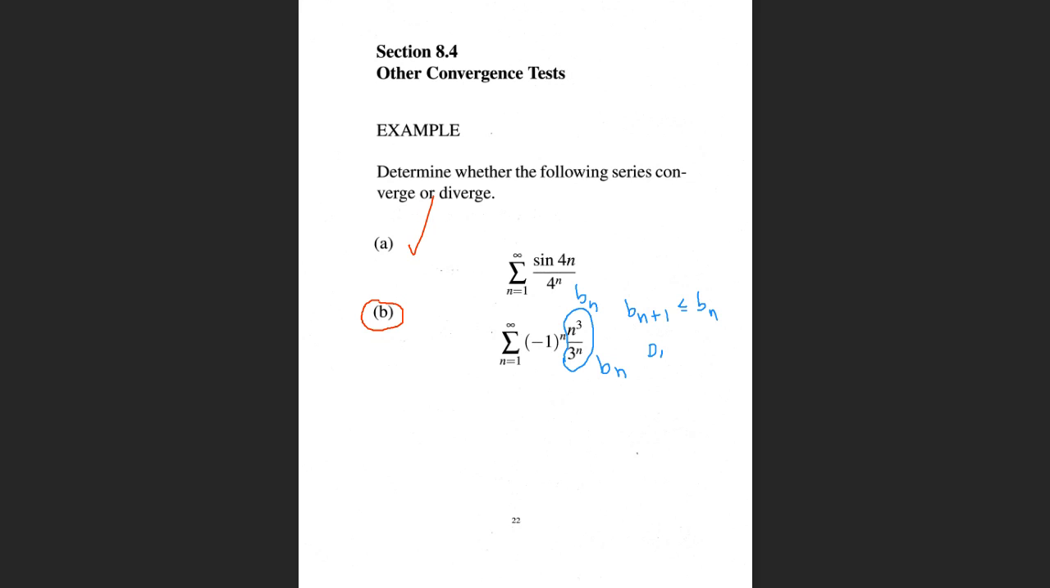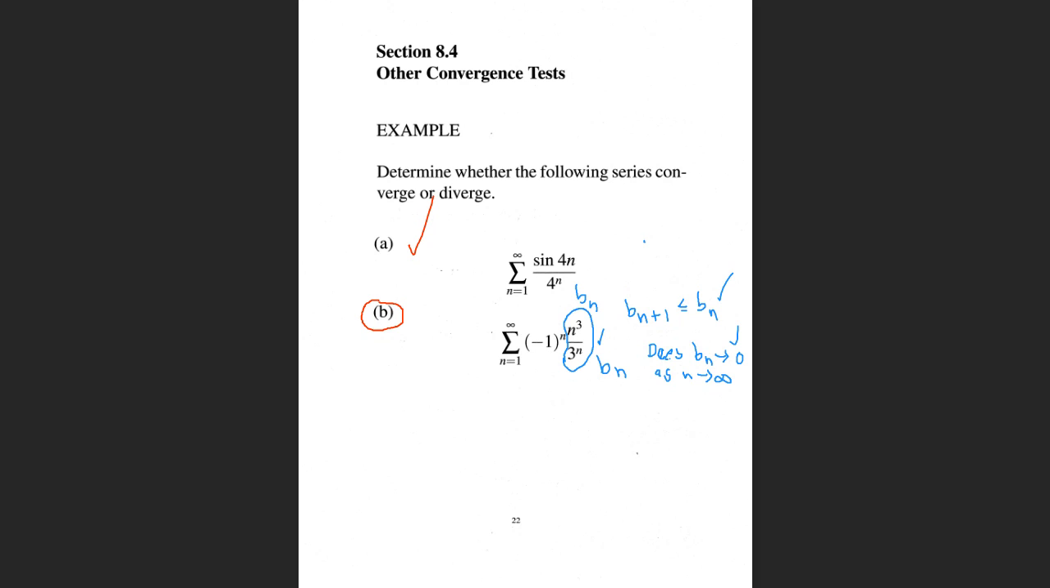And then we'd also have to see, does B sub n approach 0? Do the terms of the series approach 0 as n goes to infinity? This is not easy to determine because this is based on n cubed over 3 to the nth power. The conditions of the alternating series test are not easy to establish.